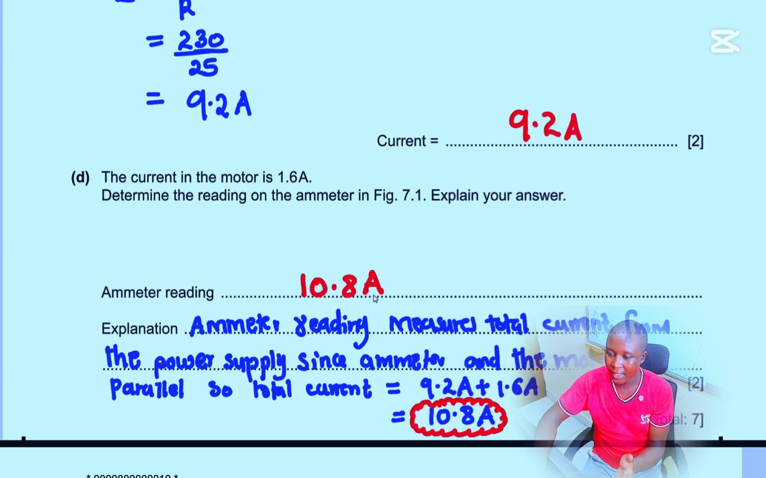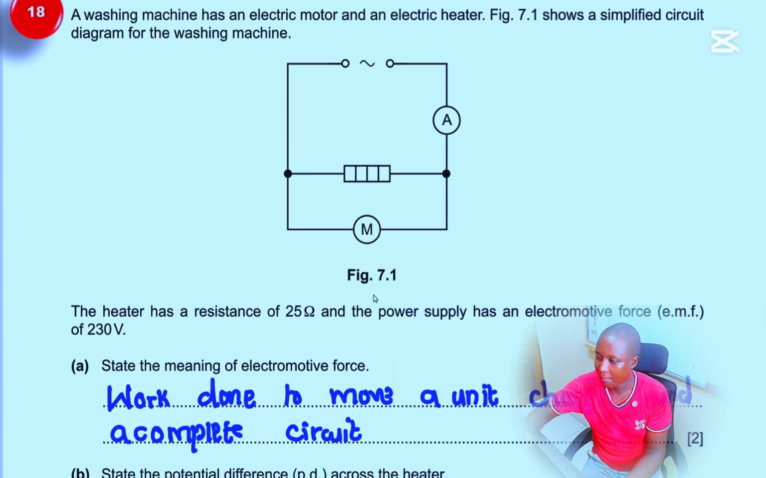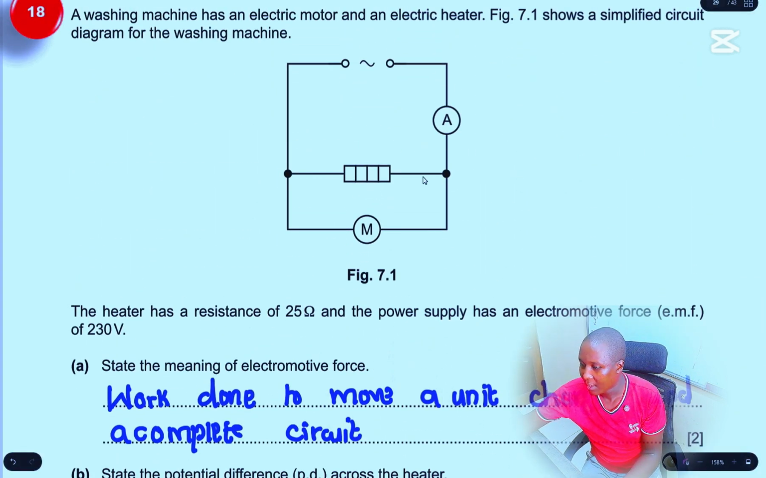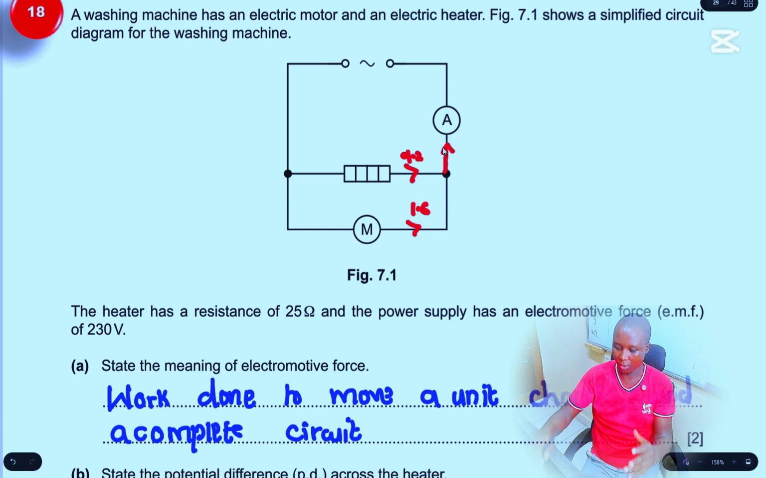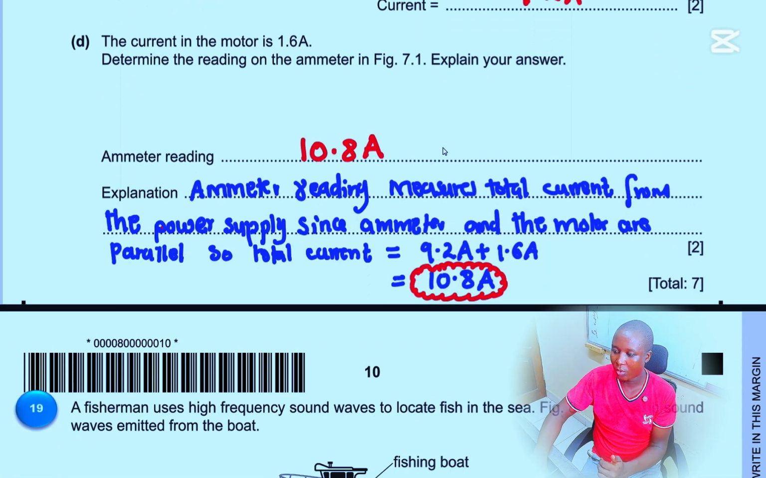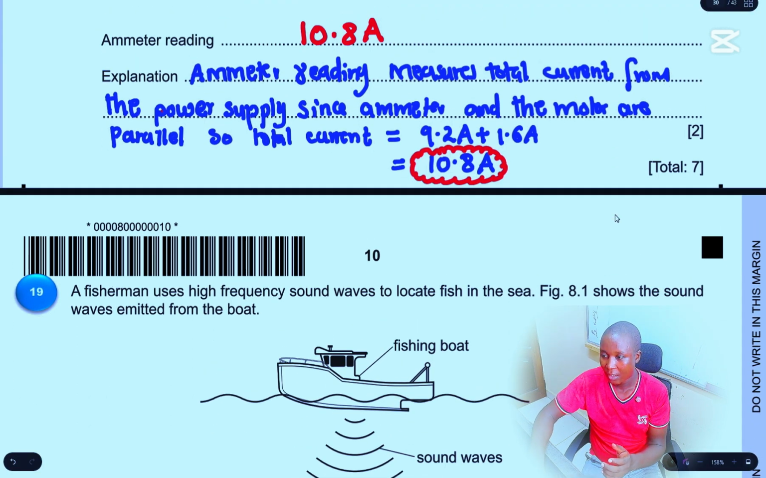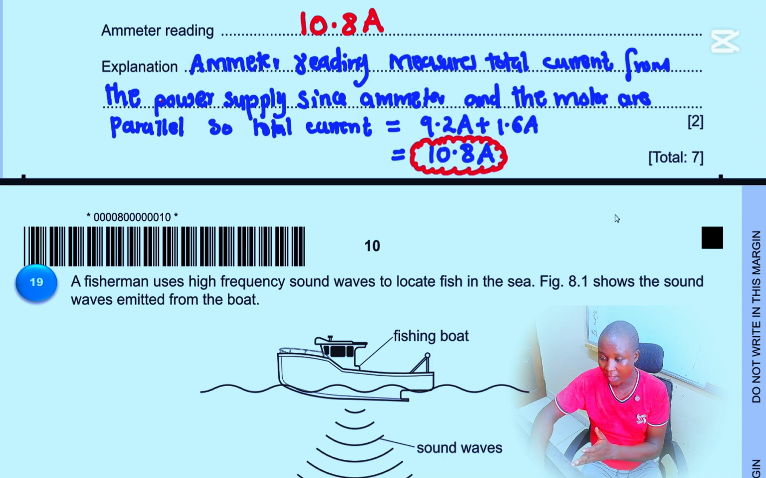Then we are told that the current in the motor is 1.6. So what you need to understand is that if we have a current at this point of 9.2 here, and another current here which is 1.6, when they join together and move through the ammeter, we get the sum of the two. So we add those together and get 10.8 amperes as the total current in the circuit read by that ammeter.